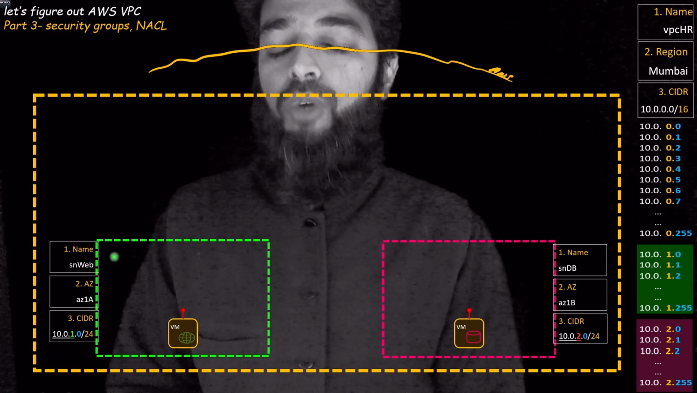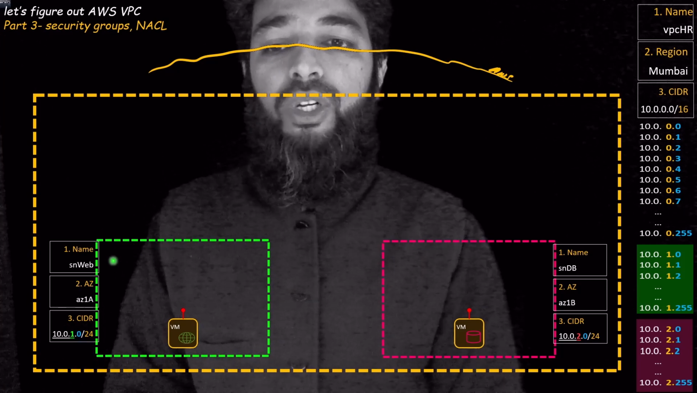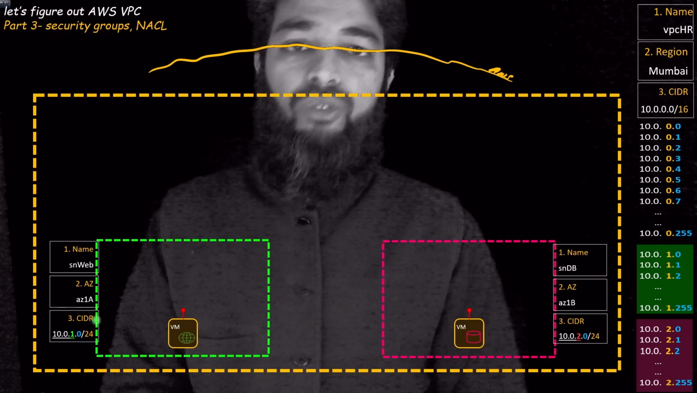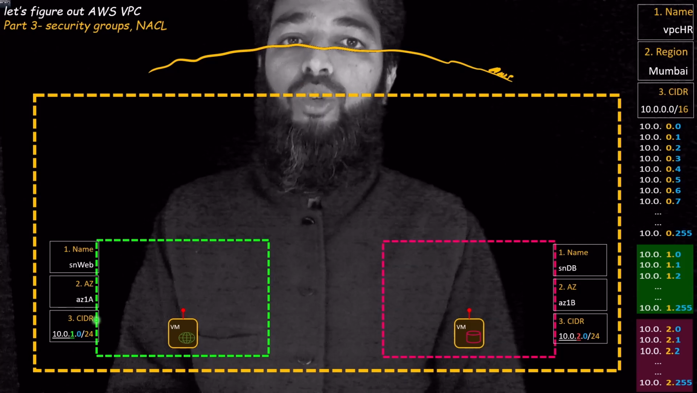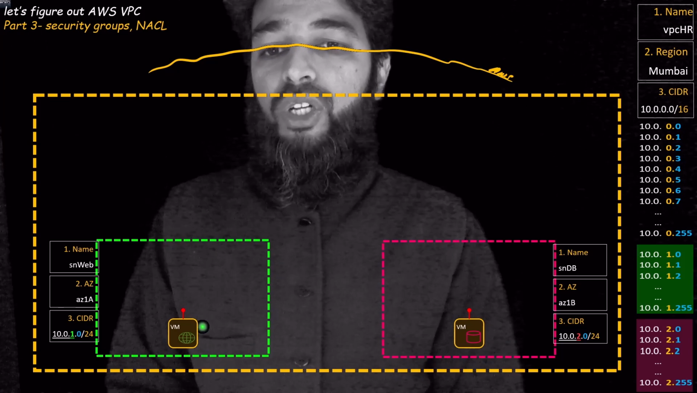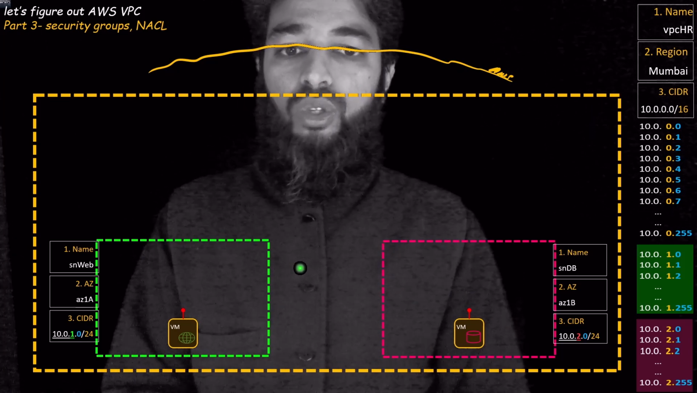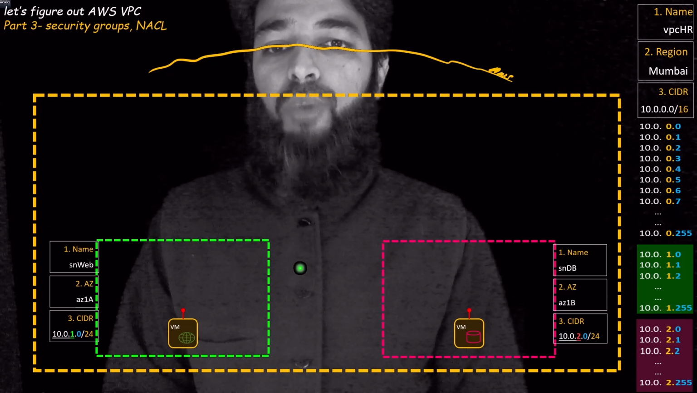Subnets also have three properties. It has a name, subnets are always created in an availability zone, and again we give a CIDR block to the subnet to provide a list of private IPs from which values would be picked up and assigned to our virtual machines. So far so good. This is what we covered in part 1 and part 2.